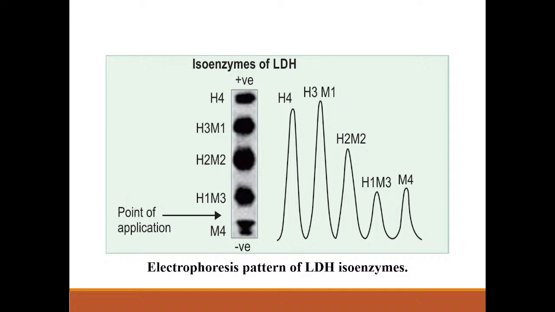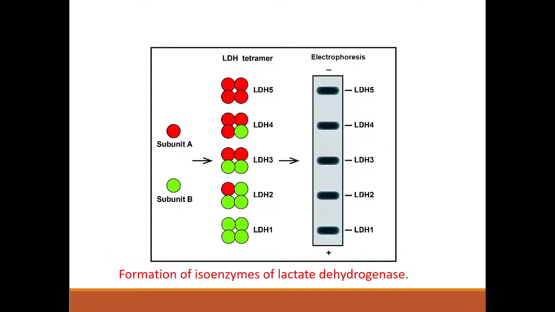That is important. Okay. Next, this is how the formation of the isoenzymes of lactate dehydrogenase actually takes place. So subunit A and subunit B, and this is how the formation takes place in the electrophoresis. The same thing is shown in a simpler way. The color combination shows how they interact and how it should be understood.